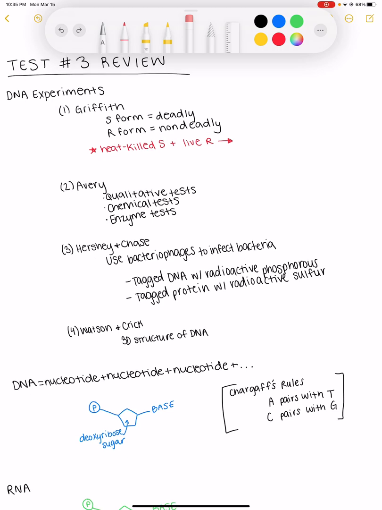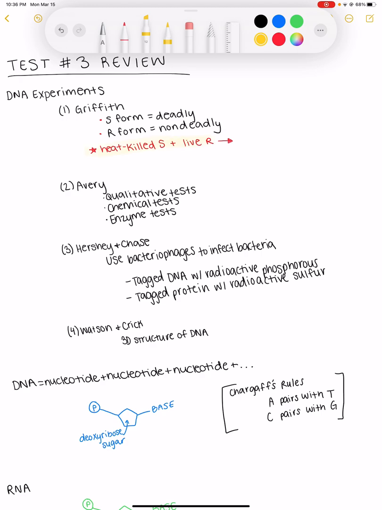But the first scientist that we talked about was Griffith, and so he worked with two different forms of bacteria. He worked with an S form that was deadly, and he worked with an R form that was non-deadly. And so what he was doing was injecting mice with these bacteria. When he would inject mice with the live S form of the bacteria, they would all die. When he would inject the mice with all of the live R bacteria, they would live. The big conclusion that he was able to get came from the last portion of his experiment, which is this point right here.